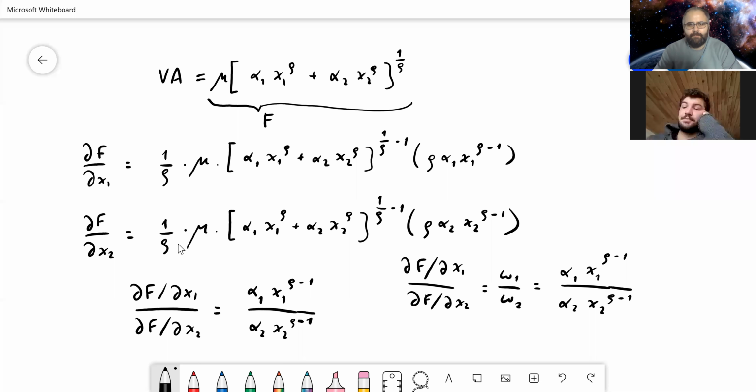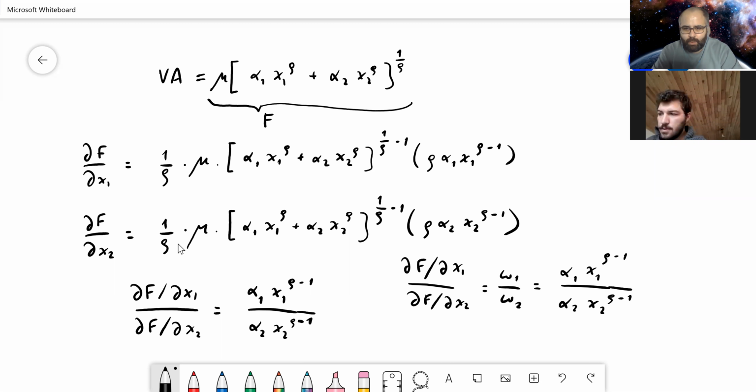Okay, welcome back. So we were just going to look at this CES production function. Once again, the optimality conditions require the marginal productivities to be proportional to the factor prices, right? So if you look at the marginal productivities and take the ratio of them, you basically find this ratio.